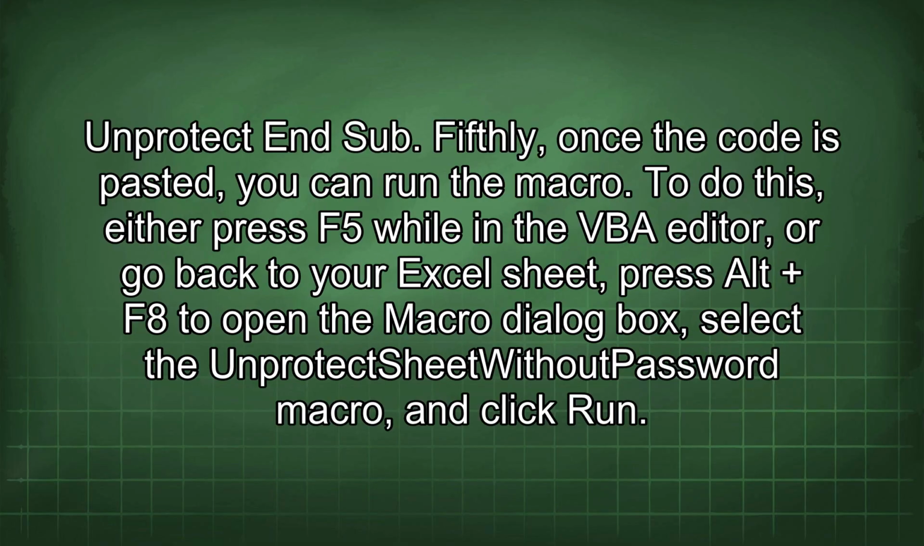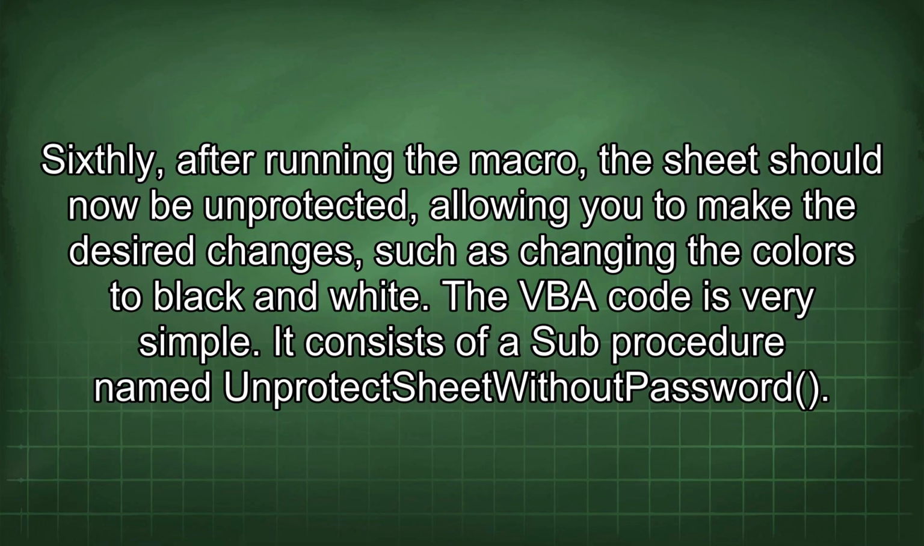Unprotect, End Sub. Fifthly, once the code is pasted, you can run the macro. To do this, either press F5 while in the VBA editor or go back to your Excel sheet. Press Alt plus F8 to open the macro dialog box. Select the UnprotectSheetWithoutPassword macro and click Run. Sixthly, after running the macro, the sheet should now be unprotected, allowing you to make the desired changes, such as changing the colors to black and white.